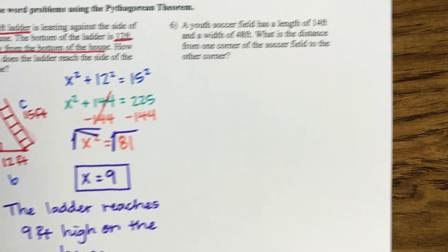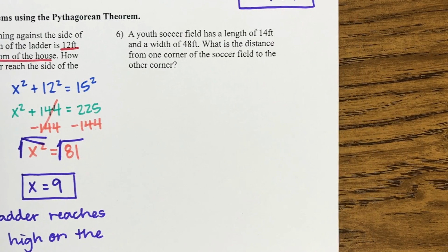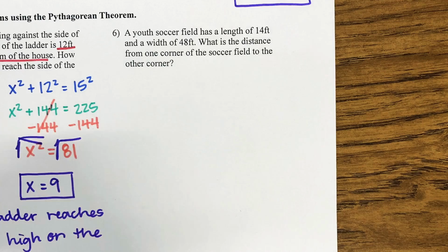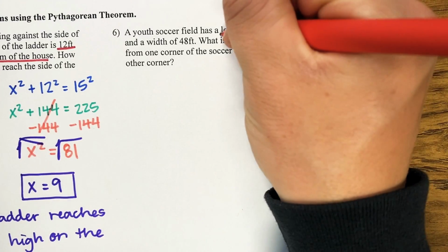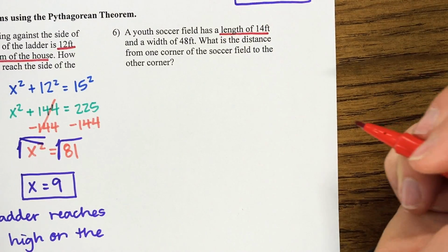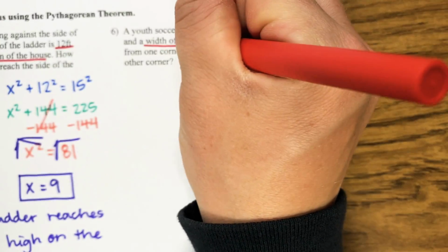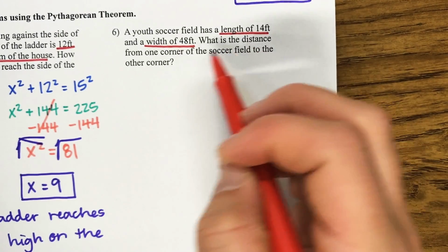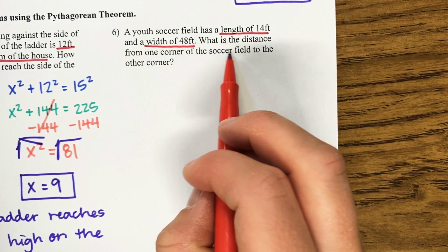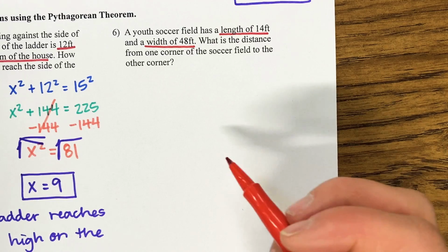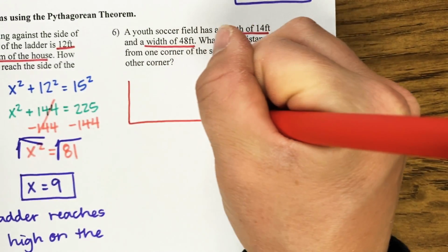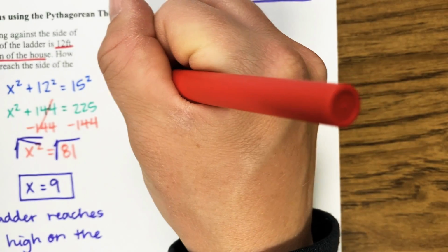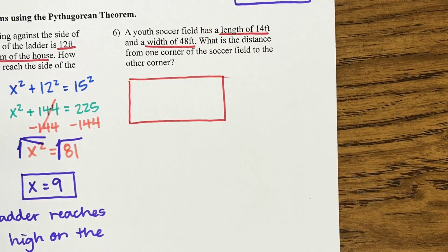Okay, so let's do it one more time. All right, so let's go ahead and read our number 6, our last story problem. So we have a youth soccer field has a length of 14 feet and a width of 48 feet. What is the distance from one corner of the soccer field to the other corner? Whoa, what in the world? What shapes are soccer fields? Okay, so a soccer field is going to be a rectangle, right?